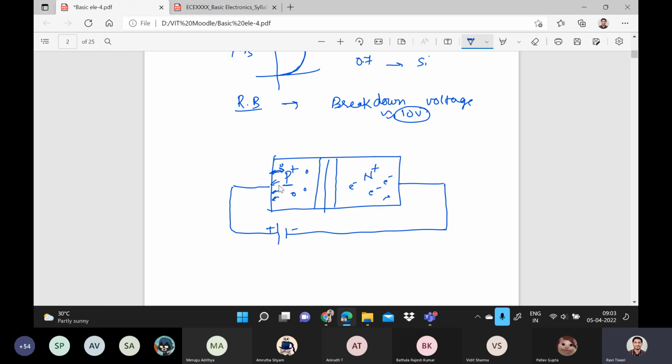Because it's a hole, what will happen? It will repel, because this is positive and this is also positive. Positive to positive, what will it do? It will repel each other. And similarly, this is negative and the electron also has a negative charge, so that also repels. So it will reduce the junction width, and thereby the electrons and holes can jump across the junction and the conduction will happen.